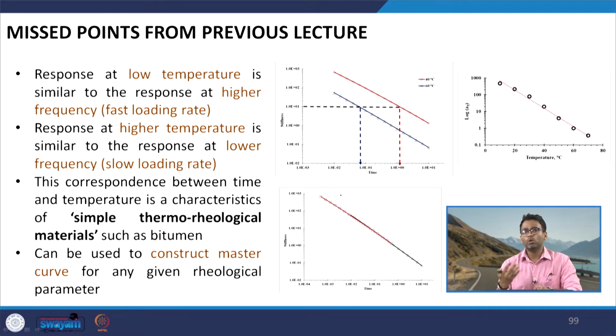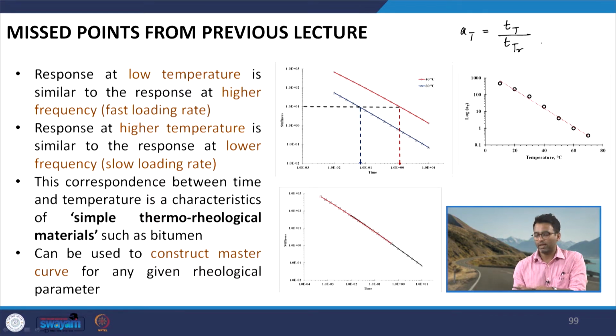But I never told you how mathematically this a_T is described. So, a_T here is the ratio of time at any temperature T divided by the time at the reference temperature Tr, which means that the time at the reference temperature has to be multiplied with this shift factor in order to get the reduced time corresponding to the temperature which we are trying to shift to the reference temperature. I will describe this with an example in the next slide.